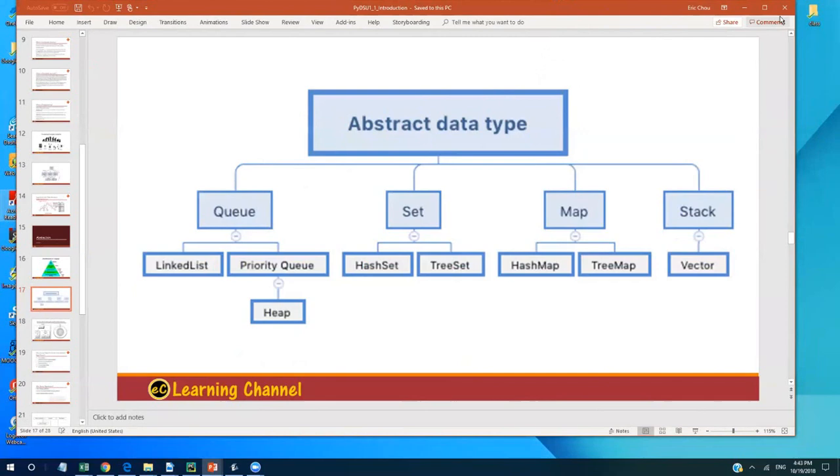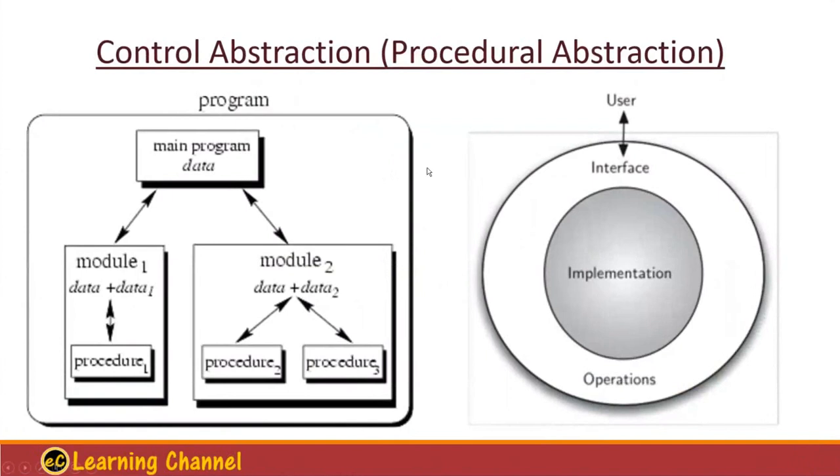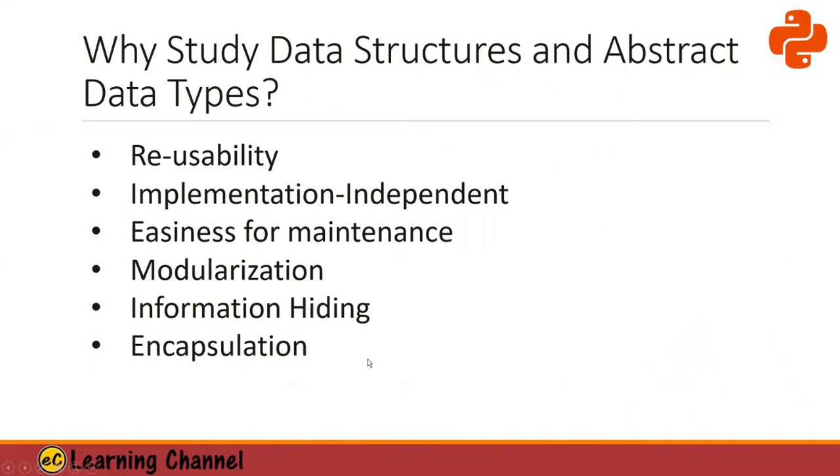And that is the data structure. And then object-oriented programming, we know this quite well. Procedural abstraction on the left-hand side, object-oriented programming on the right-hand side. And what abstraction really helps us do is make the program reusable, implementation independent, modular, information hiding, and easy for maintenance, okay? Here are a few different advantages. We will show this later.